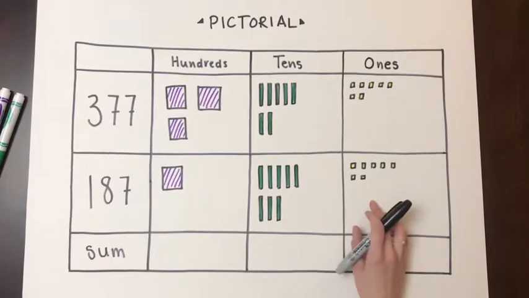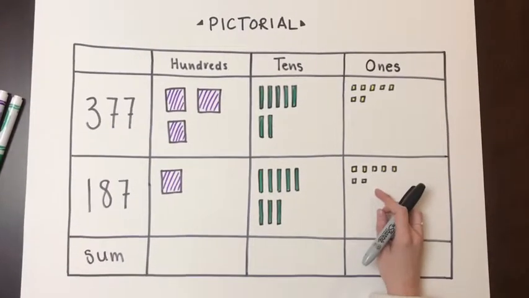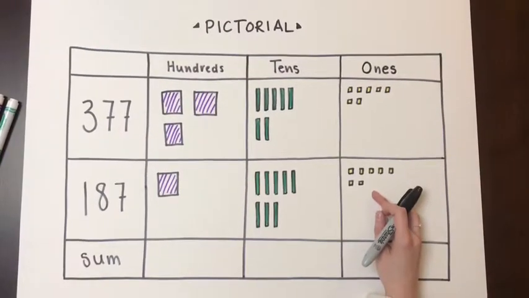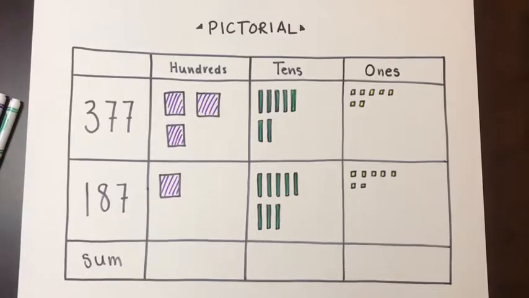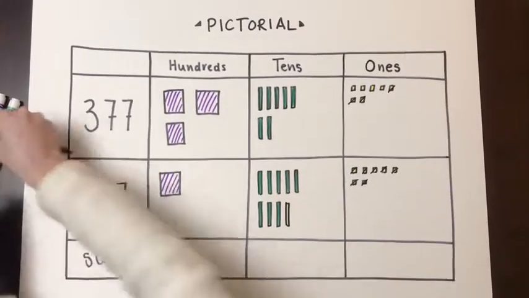So we will start in the ones column. We have a total of 14 cubes, 7 here and 7 here. So we need to cross out 10 cubes and exchange them for 1 rod because 10 cubes is equivalent to 1 rod. So 1, 2, 3, 4, 5, 6, 7, 8, 9, 10, and I will draw a rod right here.